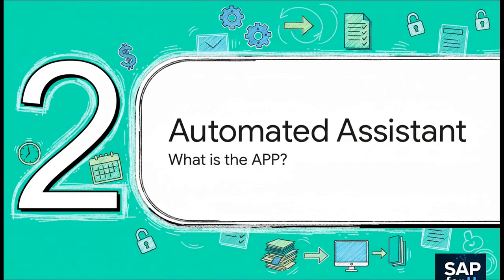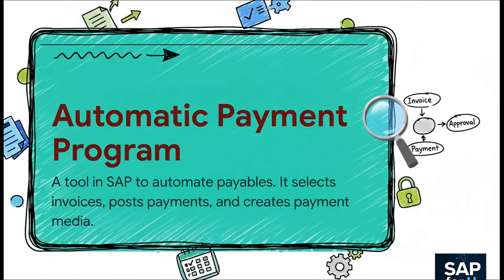Well, let's meet the solution, the Automatic Payment Program, or APP. The best way to think about the APP is like having this super smart, totally trustworthy financial assistant working for you 24/7. Seriously, you just give it the rule book and it handles the entire payables process on its own. It picks the right invoices, posts the payments, and even creates the files to send to the bank. And it doesn't matter if that bank is down the street or on the other side of the planet.